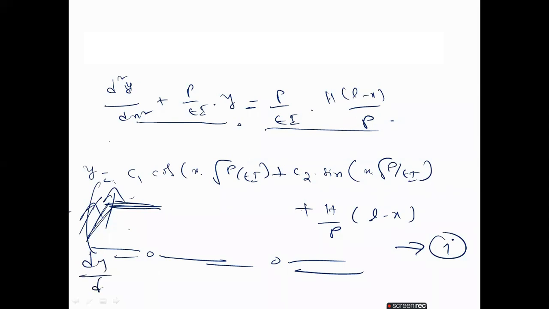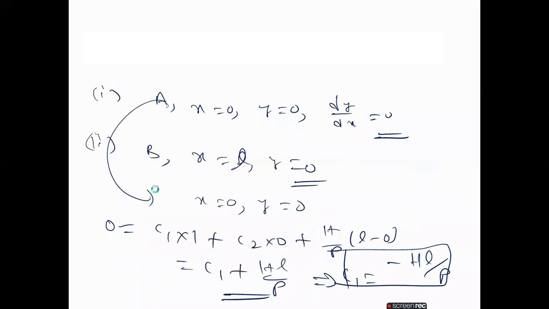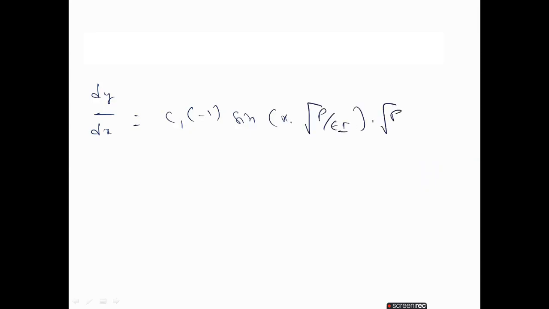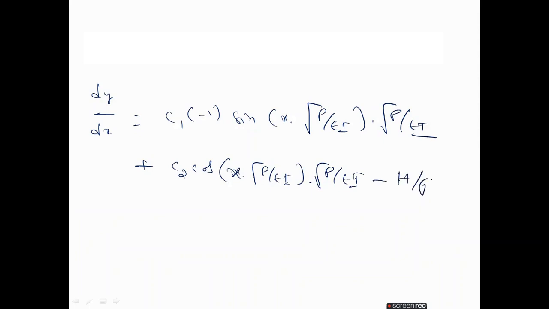It should be dy by dx. So I will write here clearly. Once I differentiate that equation, dy by dx equals c1 into minus 1 into sin x square root of p by ei, multiplied by square root of p by ei, plus c2 into cos x square root of p by ei, into square root of p by ei, minus h by p.